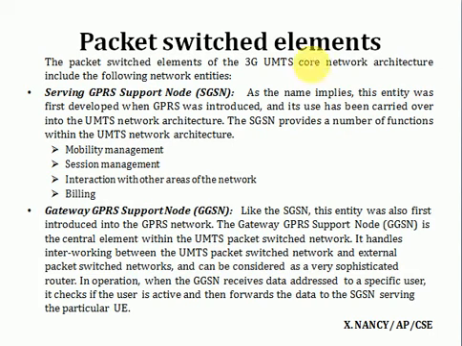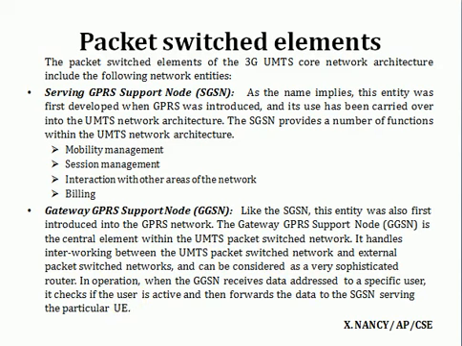Next is our packet switched elements. The packet switched elements are of two entities. One is serving GPRS support node, other one is gateway GPRS support node. We know that the serving GPRS support node is to provide the GPRS facility to the user by means of mobility management, session management, interaction with the other areas of network, billing. All these functions are provided by the SGSN, whereas a gateway GPRS support node is used to provide a gateway to interface with the external networks. So we know that it is used for interworking between the UMTS packet switched network as well as with the external packet switched networks.